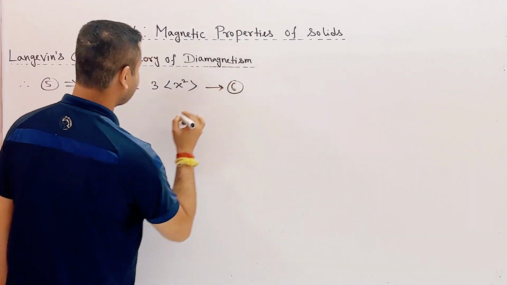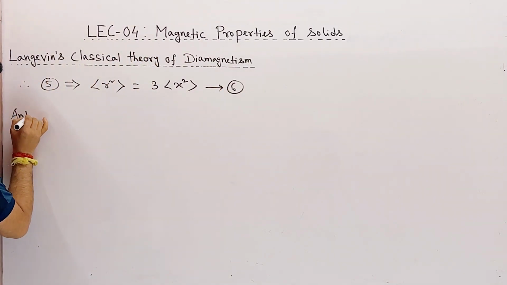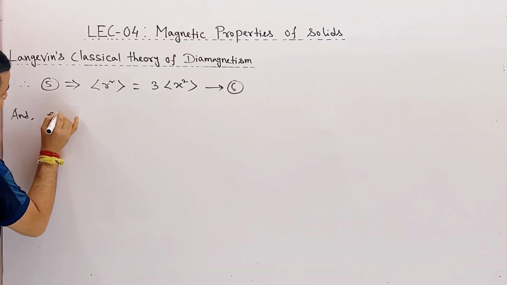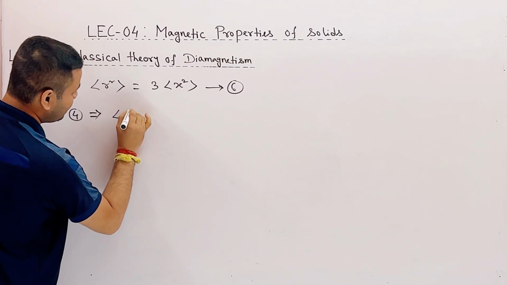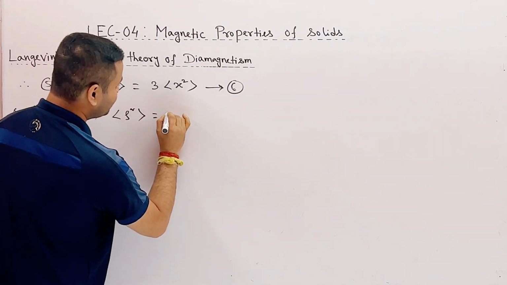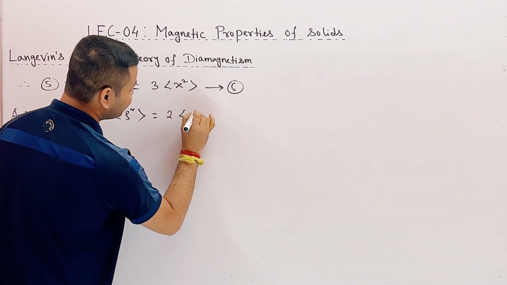ठीक है. And equation 4 implies average value of rho square is equal to 2 into average value of x square.